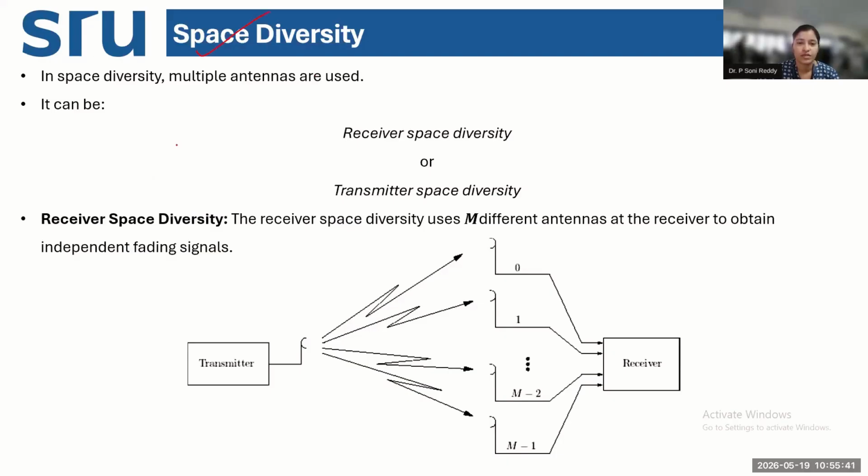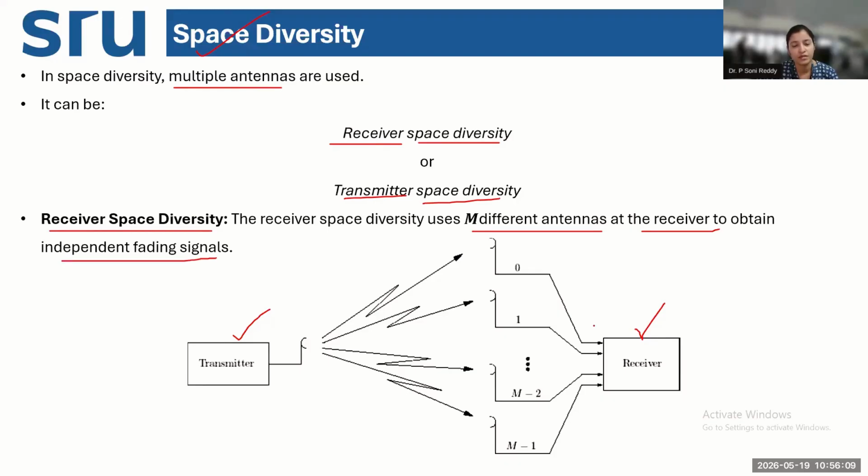Now, what is space diversity? Basically, space diversity means use of multiple antennas. Multiple antennas can be used both at the transmit section and the receive section. So, when you're using it in the receive section, it is called receiver space diversity. When you're using it in the transmitter section, it is called transmitter space diversity. Okay. So, what is receiver space diversity? Receiver space diversity is nothing but you are using n different antennas in the receiver to obtain each of the independent fading signals. So you will have multiple antennas from 0 to M at the receiver side.